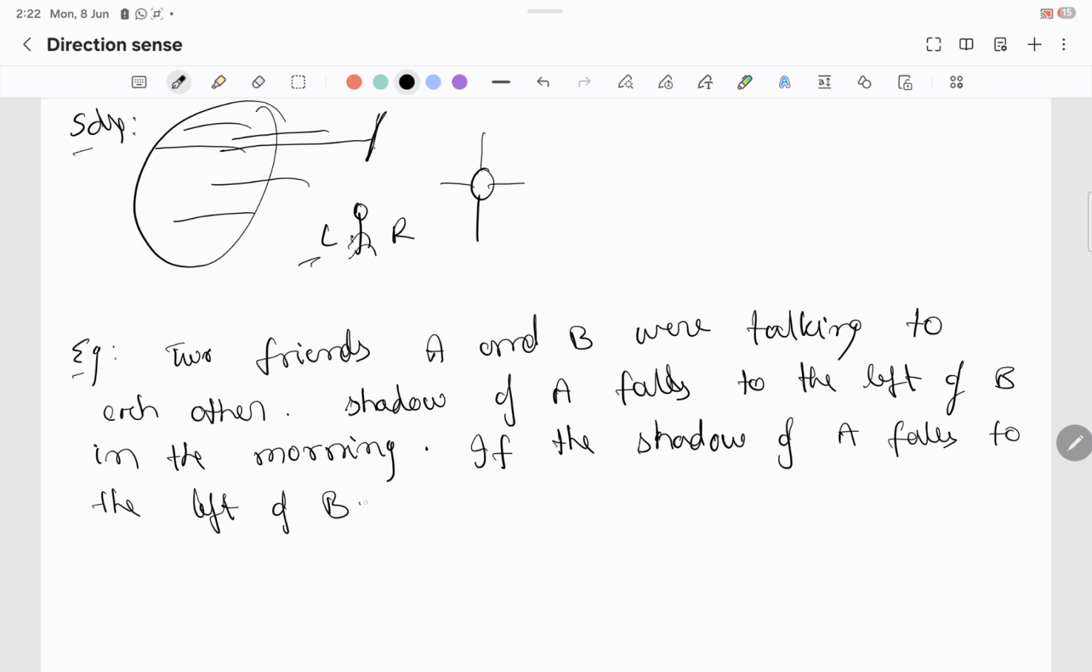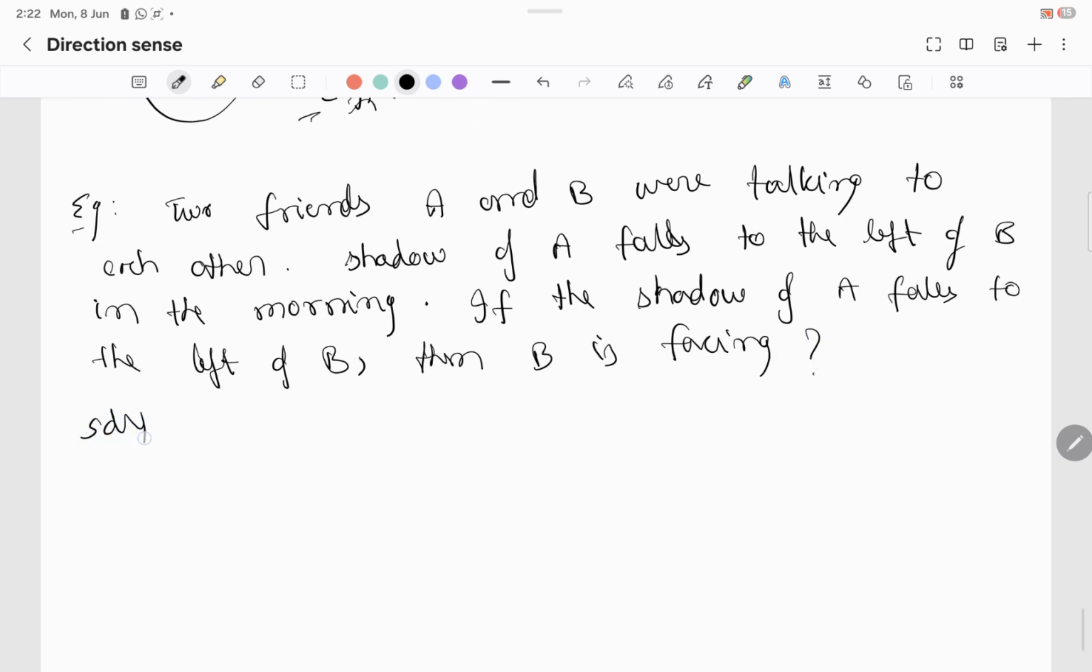If the shadow of A falls to the left of B, then B is facing which direction? So here we need to draw the diagram. They are saying that it is morning. Okay, sun is in the east. So now everyone's shadow will fall to the west. That is confirmed. Now they are saying falls to the left or right. Falls to the left or right means the people are facing north and south. Falls to the back or front means people facing west or east.